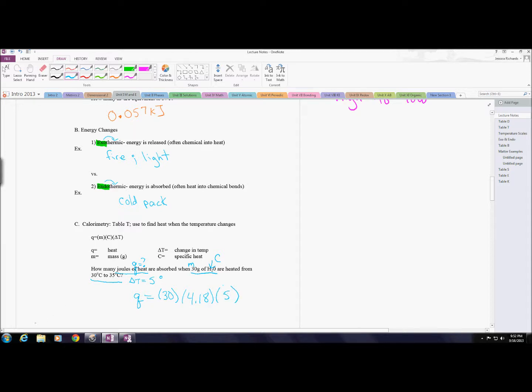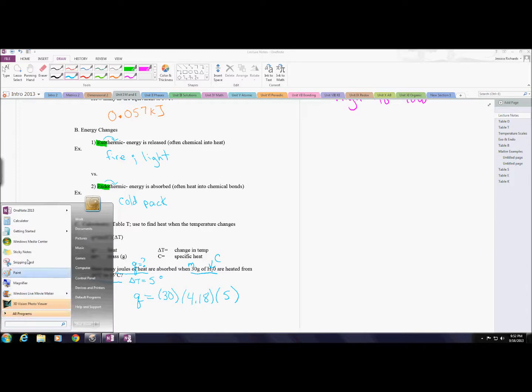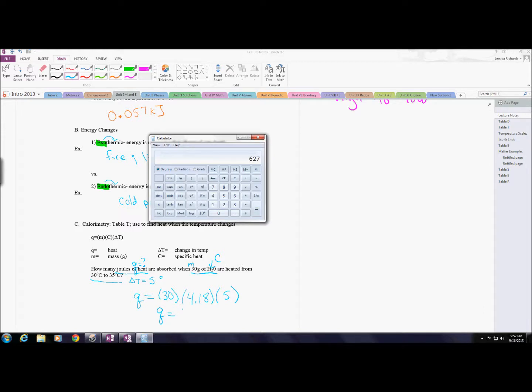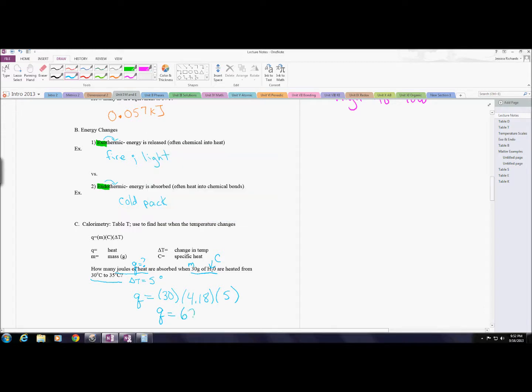And now all you have to do is plug in the numbers and solve. And we have a heat of 627 joules.